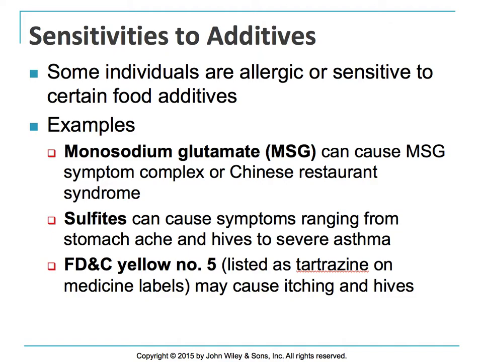Sulfites are another example. They can cause symptoms ranging from a stomach ache and hives to severe asthma. And FD&C yellow number 5 is listed as tartrazine on medicine labels. It may cause itching and hives. So just something to look out for if you see that word or see yellow number 5 listed. Might be something that could cause a sensitivity.